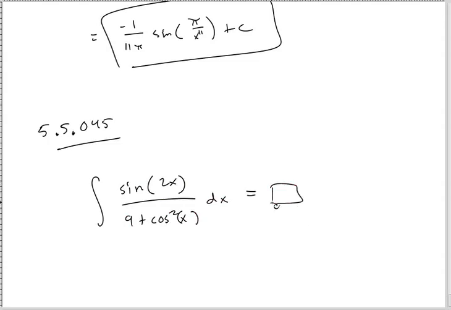Okay. Here's another one. Look at that. Honestly, that stuff is tough. What do we do? So we've got to pick a u that would make the most sense. And there are definitely different answers to this.